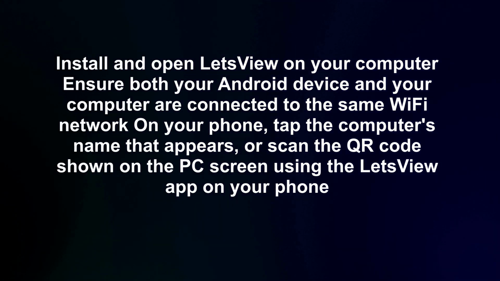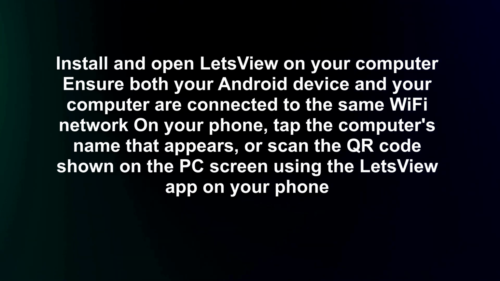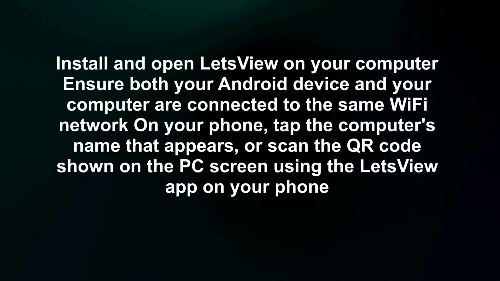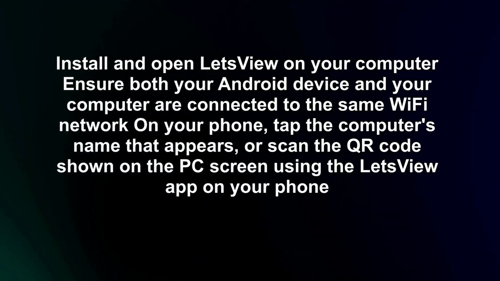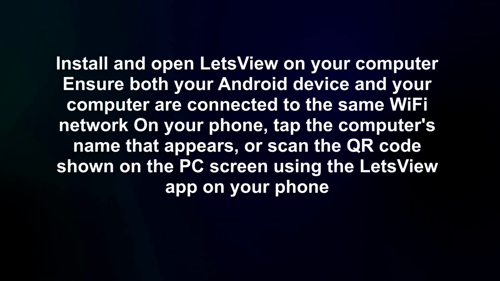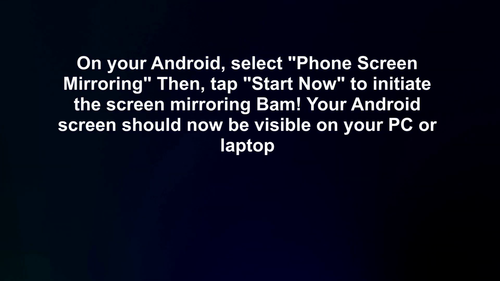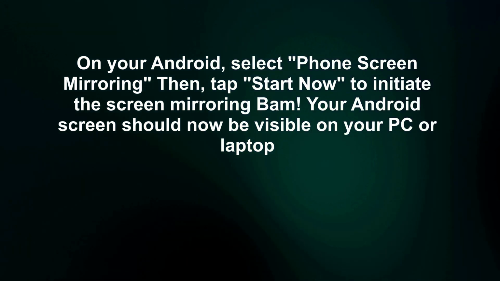Ensure both your Android device and your computer are connected to the same Wi-Fi network. On your phone, tap the computer's name that appears, or scan the QR code shown on the PC screen using the LetsView app on your phone. On your Android, select Phone Screen Mirroring, then tap Start Now to initiate the screen mirroring.